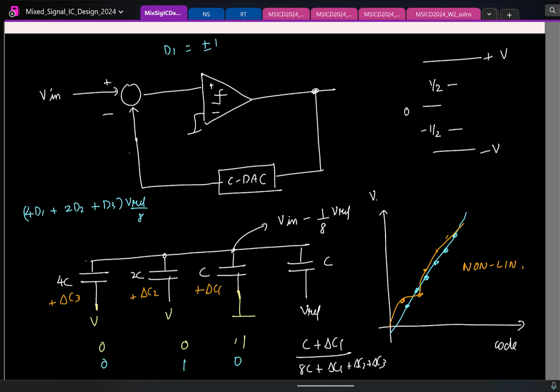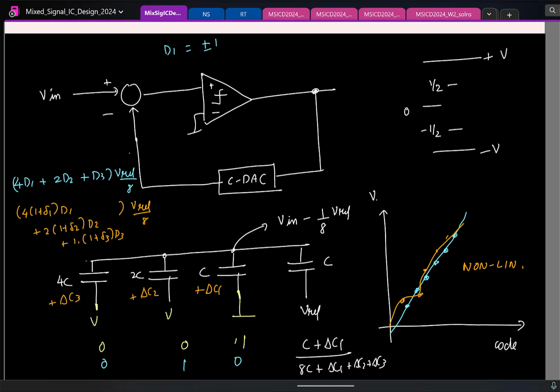So if there is no mismatch, this will be the output the capacitive DAC is providing. Now if the capacitors are mismatched, what do you think will happen to this voltage? How will it change? Remember, I write 4 to 1 because the capacitor values are in ratio 4 to 1. If the capacitors have some mismatch, what will happen to this 4? It will be 4 into (1 plus delta 1), plus 2 into (1 plus delta 2) times d2, plus 1 into (1 plus delta 3) times d3.